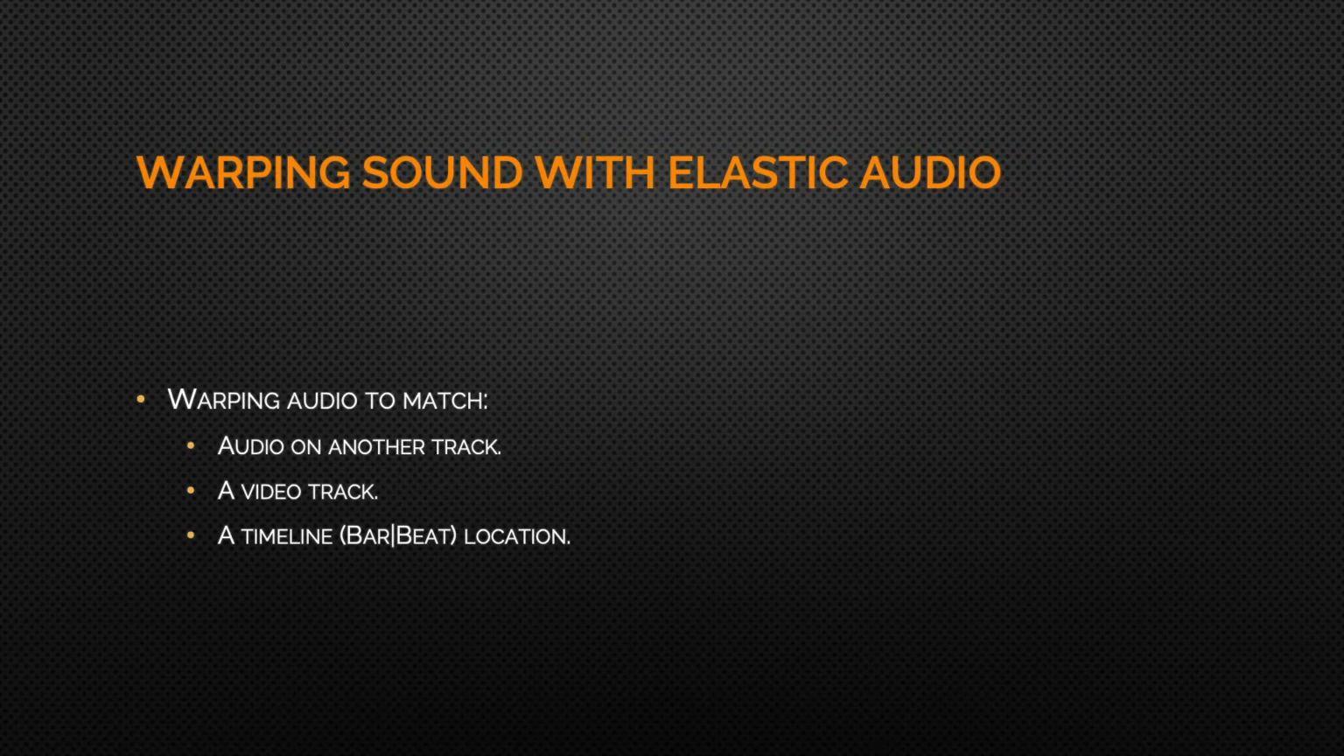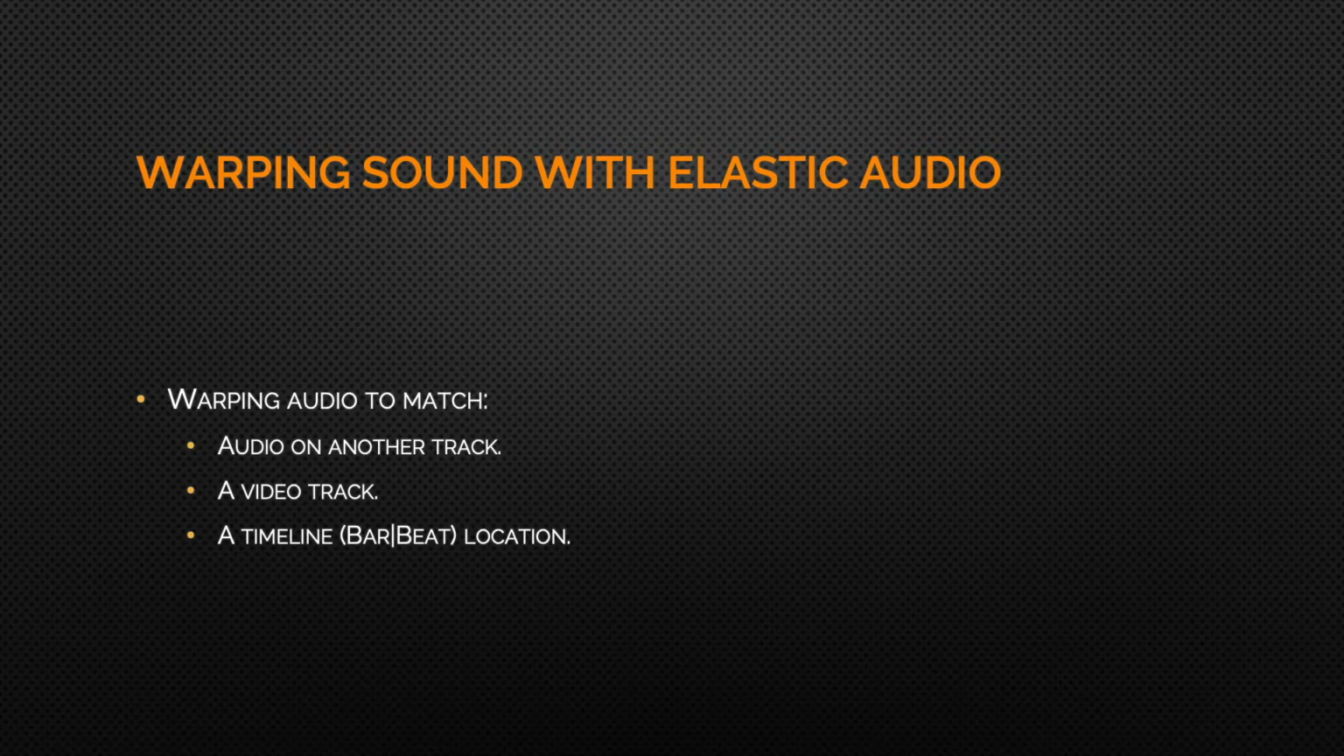Warping sound with elastic audio. One very common application of elastic audio is to manually warp audio on one track to match another track, or to align with a specific timeline location. You will often need to warp a track to align with events on another audio track or with on-screen action in a video track. In these cases, you can manually warp an audio clip to speed it up, slow it down, or adjust the timing of audio events within the clip.